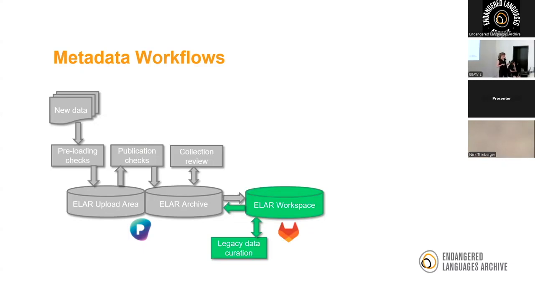we added ELAR workspace. So the archive is, the little P is for Preservica, the archiving software that we're using. And now you see the little fox there. This is GitLab, so this is Git, and you might have heard about Git for version control. So this is what we're now using to be able to have better control over changes that we make to the metadata, and also to be able to, in a controlled manner, feed these corrections back into the archive using the APIs of the archiving software and a bit of Python.